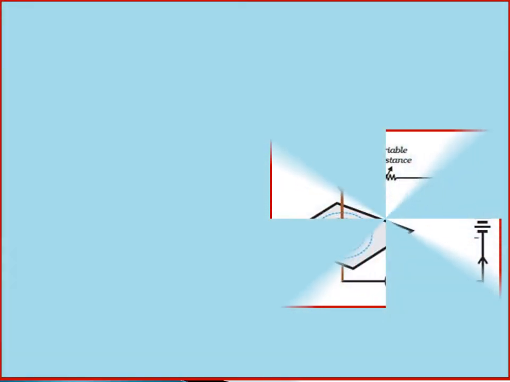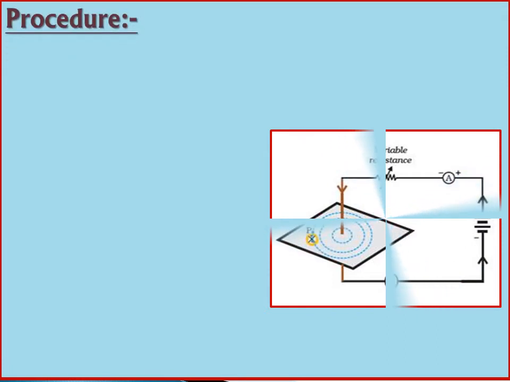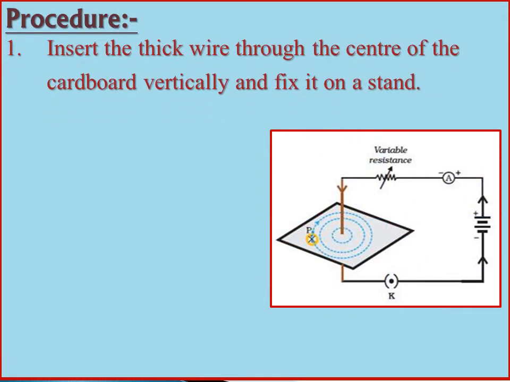Next we are going to the main part of our activity, that is its procedure. For that we have to insert the thick wire through the center of the cardboard vertically and fix it on a stand. You can see that in the figure given here. In the figure you can see the wire is inserted through the center of the cardboard.